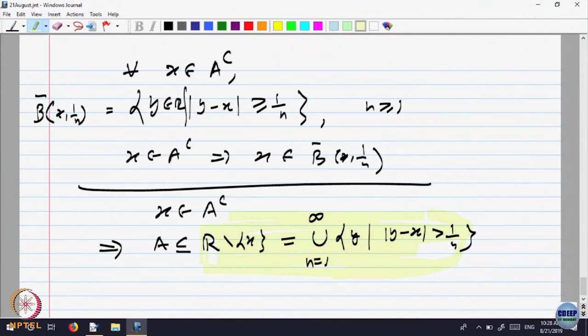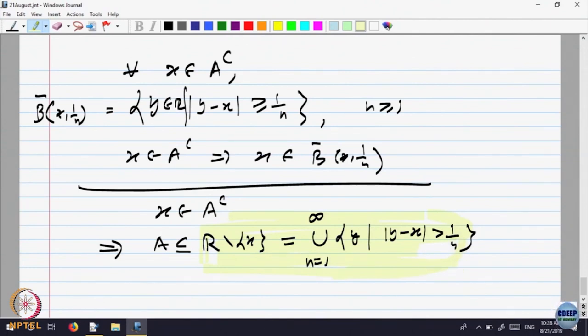Because the right hand side is a union of subsets of R, it is a subset of R minus X, and X does not belong to it. So that is inside this. Conversely, if I take a point Y in R minus X, then its distance from X will be bigger than or equal to 1 over n for some n. So the left hand side is a subset of the right hand side, and the right hand side is a subset of the left hand side.